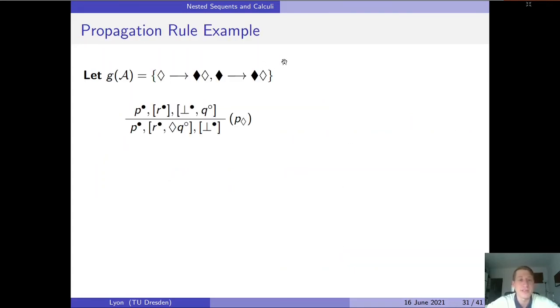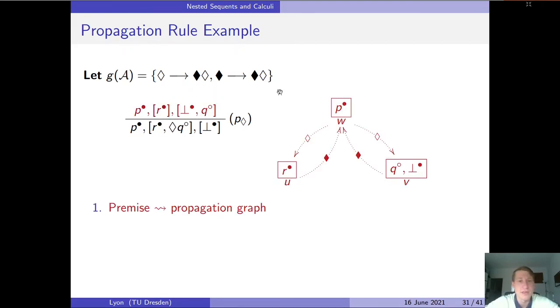Now what I'm going to do is give a concrete example of how to apply a propagation rule. So here is the grammar from the previous slide corresponding to the Euclidean axiom. And I'm now going to show how to make use of this in this propagation rule P diamond. Again, the first step in applying a propagation rule is to take the nested sequent you want to apply it to and transform it into a propagation graph.